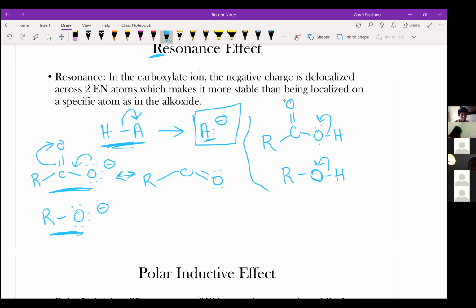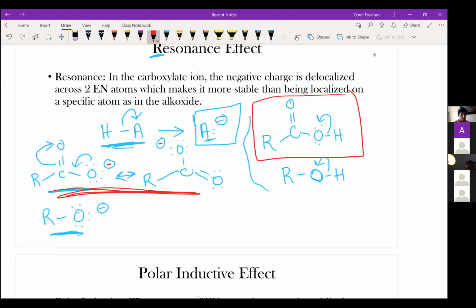Now I'm going to have my negative charge on that oxygen. And so notice that now I'm able to stabilize that negative charge across two electronegative atoms, I'm making this conjugate base more stable. So in terms of acidity, this carboxylic acid is going to be more acidic than this alcohol.